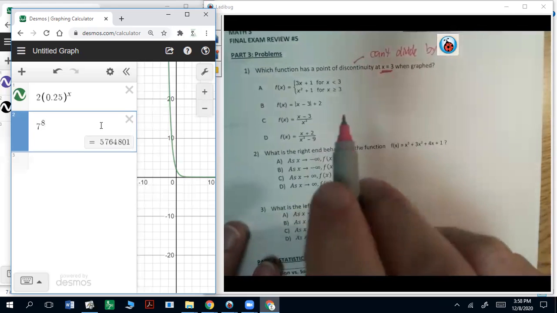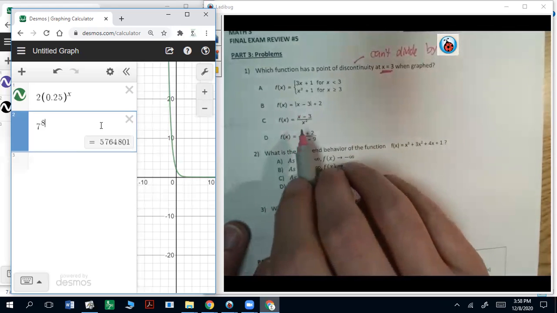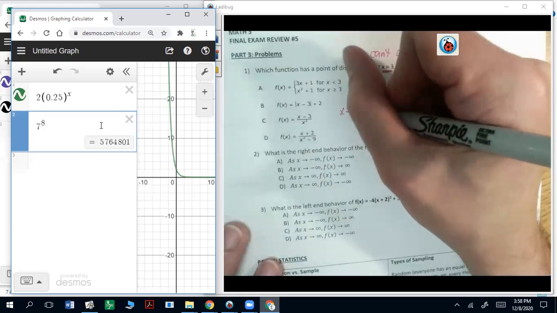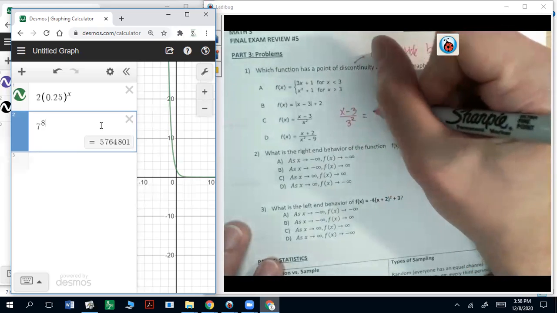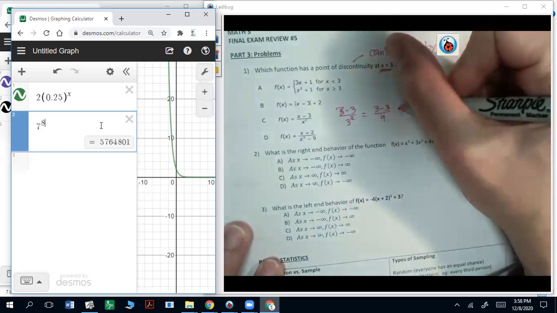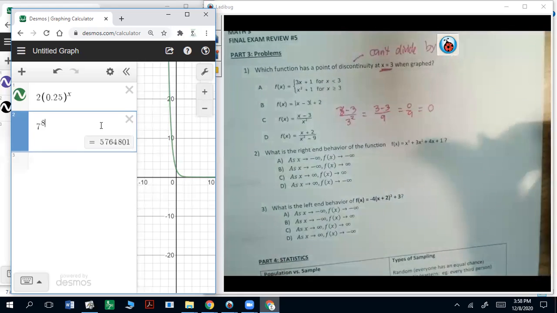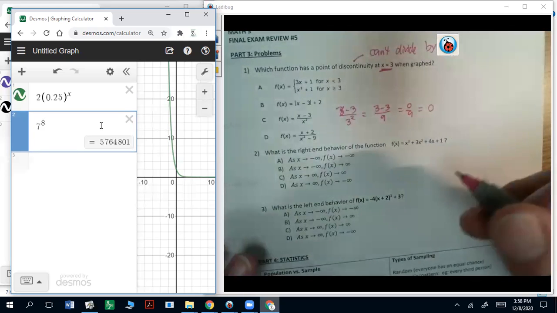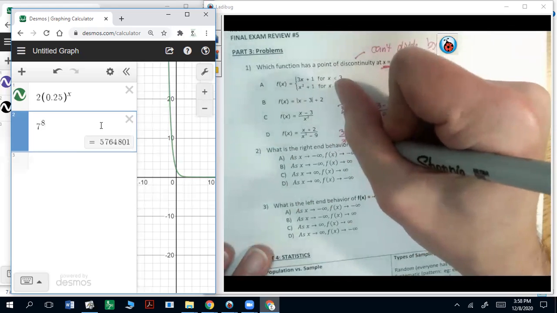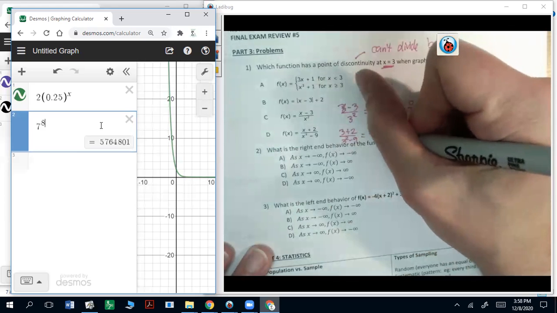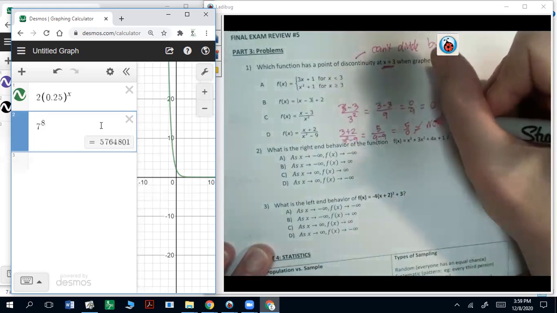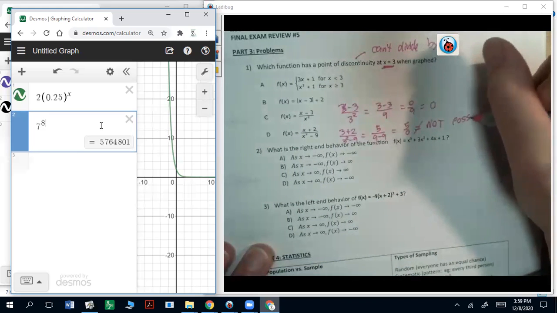So if I plug in a number to either one of these, since these have fractions, if I plug in 3, that's 3 minus 3 over 9, which is 0 over 9. That's valid, you get 0. That's not a point of discontinuity. But if I plug in 3 here, that's going to be 5 over 9 minus 9, which is 5 divided by 0. So it's not possible, right? Can't divide by 0.